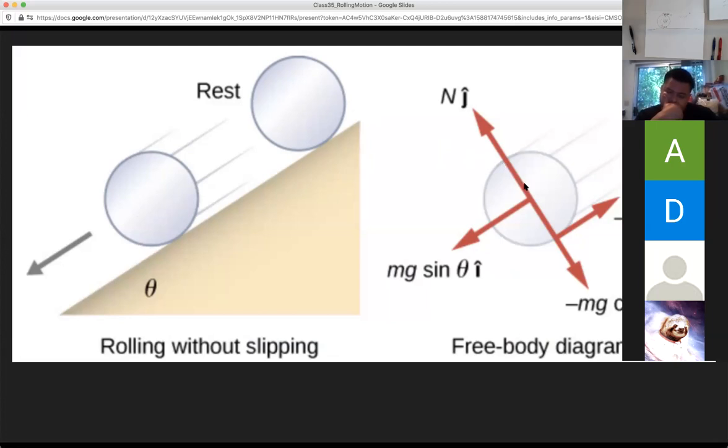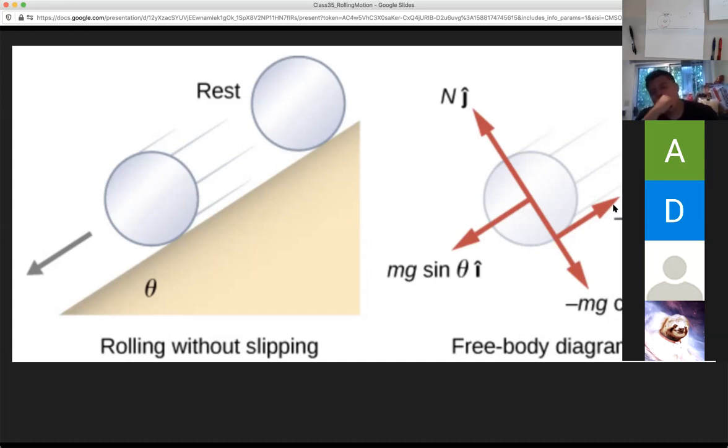Okay, if we drew all of the forces, right, we have a normal force, which is acting where it touches, right? We have gravity, which we've broken up because we've chosen to make our coordinate system x pointed downhill and y pointed out of the ramp, right? So we have an mg sine theta force going downhill. We have a negative mg cosine theta force going into the ramp that's balanced by the normal force. And we have this guy.